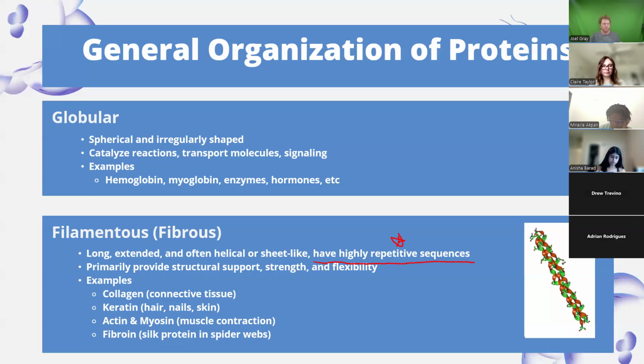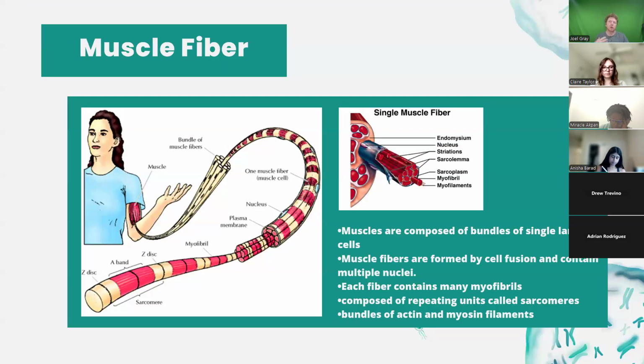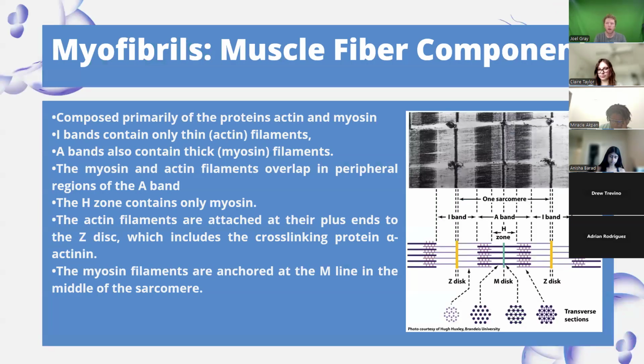Now, we'll talk about muscle fibers because they give us a good model for understanding structural proteins. Muscles are composed of bundles of single large cells. Your myofibrils are the muscle fiber components. It's important to look at the individual units, and I'm going to go through all this, but then I want to go over to this model on the right-hand side. They're composed primarily of the proteins actin and myosin. Those are not the only proteins, but they are the most common and the most relevant proteins.